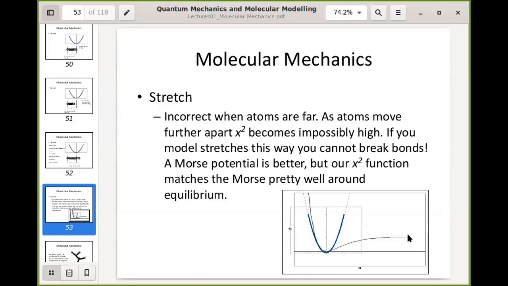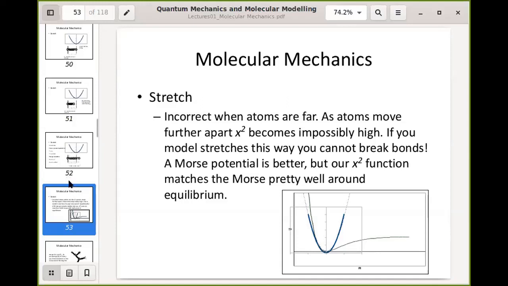Okay, so our x squared function is a very simple function. It doesn't quite match reality, which is a Morse potential. However, close to equilibrium in this region down here, which is where we are most interested with molecules, it matches very well. And so it is good enough to use.